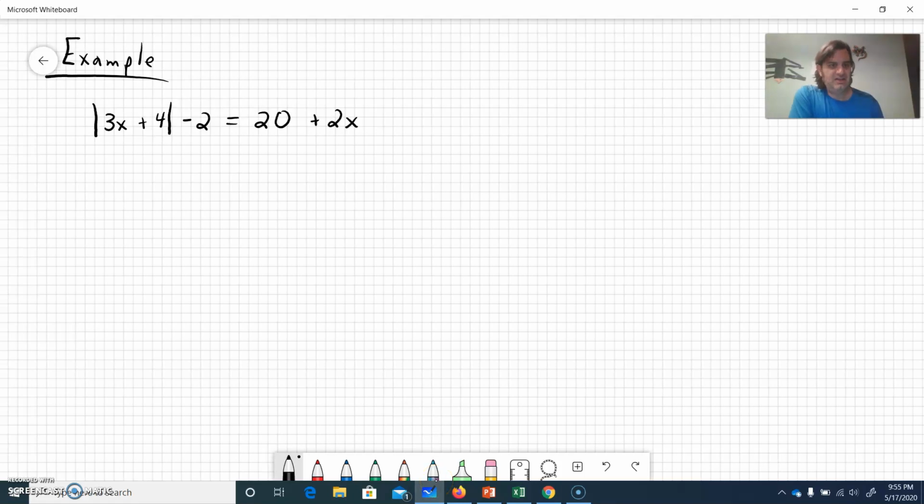Okay. Here I have the equation. It's the absolute value of 3x plus 4. Then I subtract 2, and that's equal to 20 plus 2x. So the first thing we said we would do was isolate the absolute value. So in that case, the absolute value is this whole thing over here, absolute value of 3x plus 4. So I want to get it by itself.